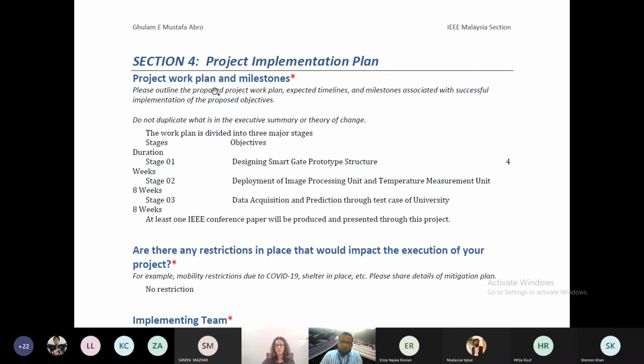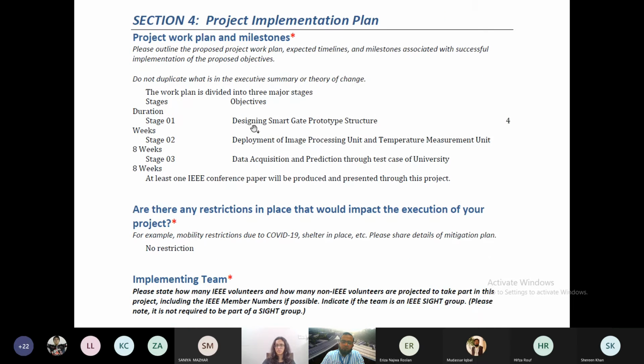After that, they ask how you will implement it, because this grant is only for 6 months, and every month they will email you to update the progress. So whatever you mention must later correlate with what you have written in your proposal. So I mentioned stage 1, stage 2, stage 3, and I broke each stage into 8 weeks. You can see there are certain stages, and this is counted in the project work plan and milestones.